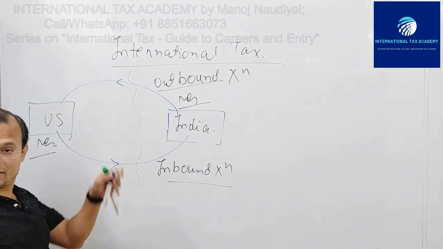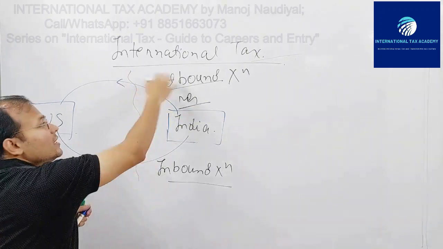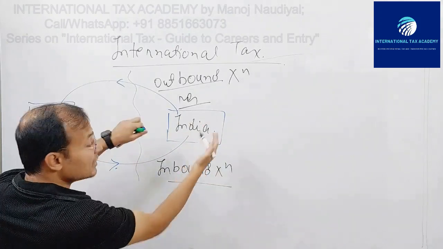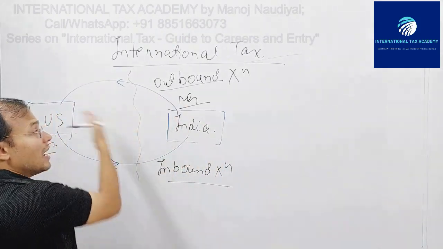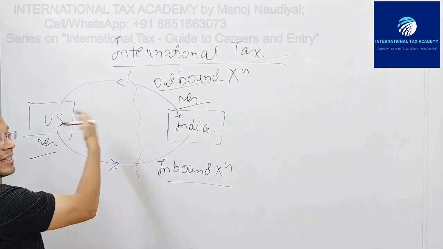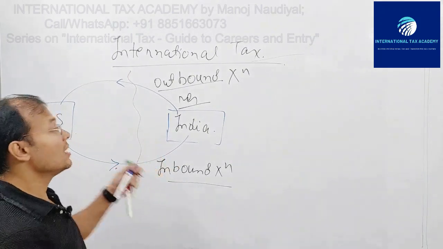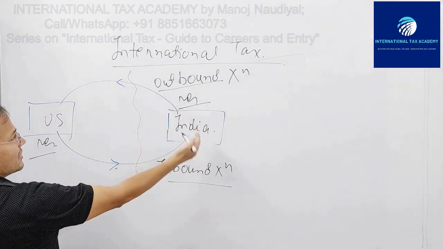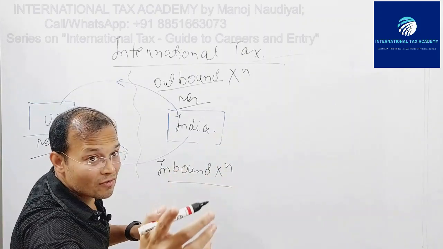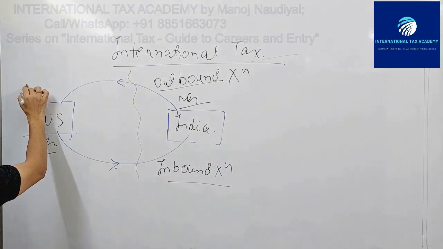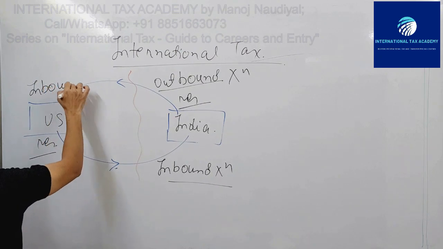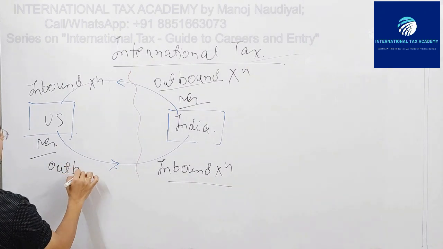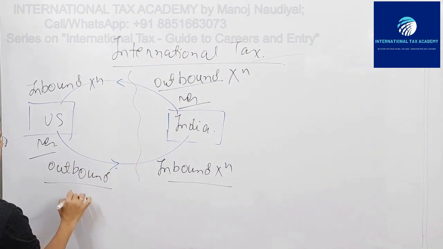Now in the current global economic scenario, both these would rise. India is supposed to be doing exceedingly well. So the Indian investors would continue to invest abroad, as well as the wealthy residents, both legal persons as well as natural persons, they would invest in India. From the perspective of India, this is an outbound transaction, this is an inbound transaction, and from the perspective of the US, this becomes an inbound transaction, and this becomes an outbound transaction.